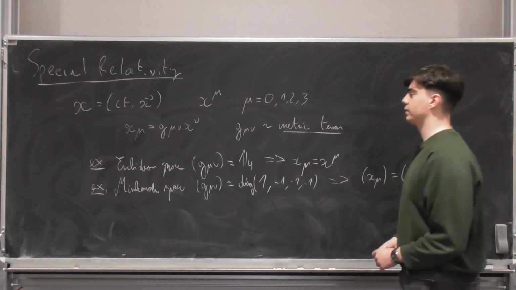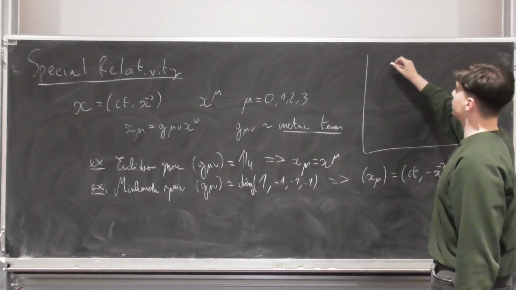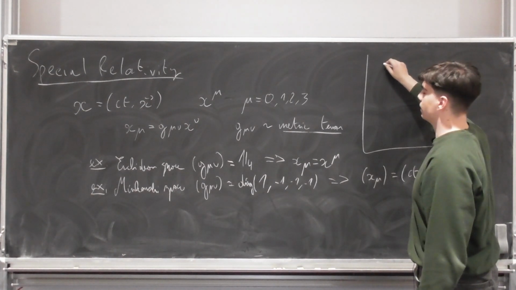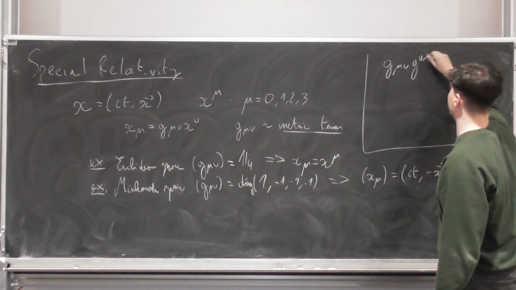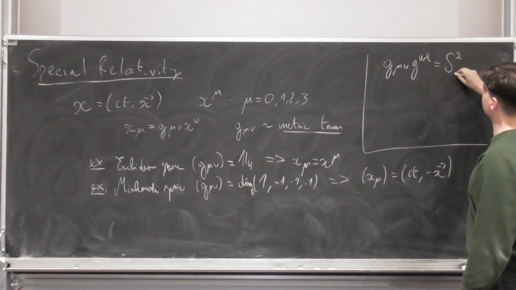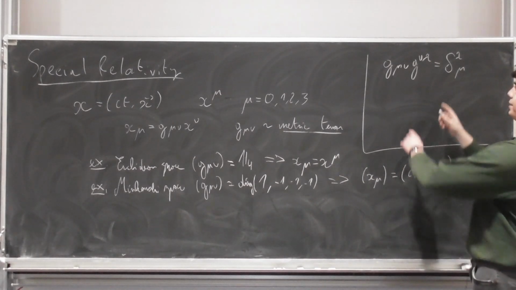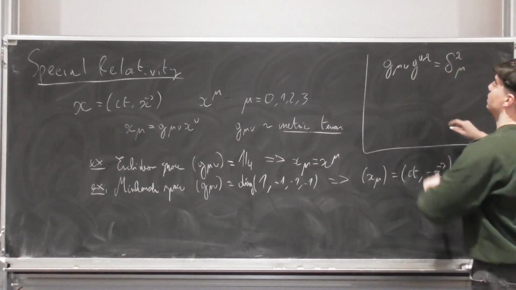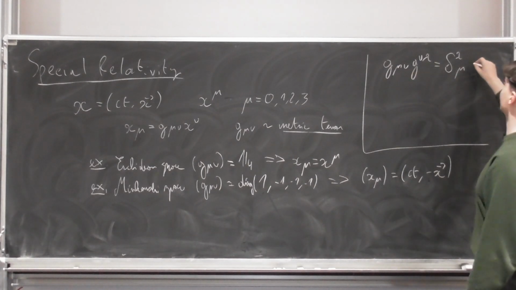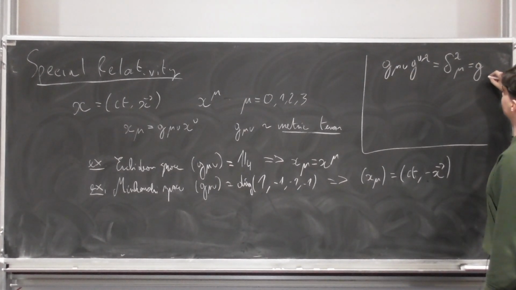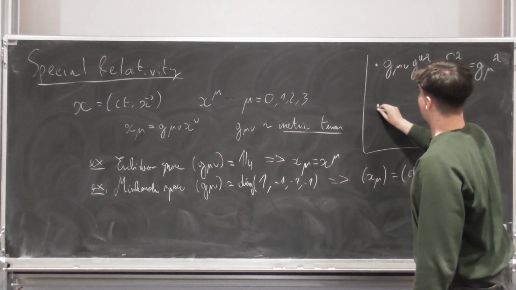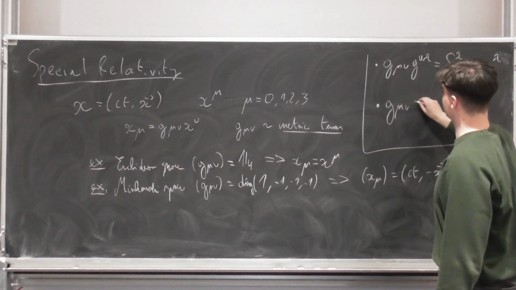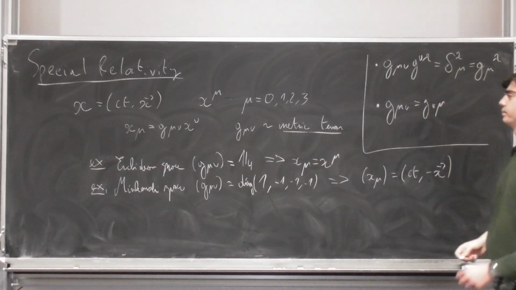And this metric satisfies some properties, namely that it has an inverse. So g mu nu times g upper nu lambda is equal to delta lambda mu, because it's the mu lambdath component of the identity. But because g mu nu lowers the index, this is also equal to g mu lower upper lambda. This is an important thing to remember. So this is the first thing satisfied. And the second thing is that it's symmetric, so g mu nu is always equal to g nu mu.